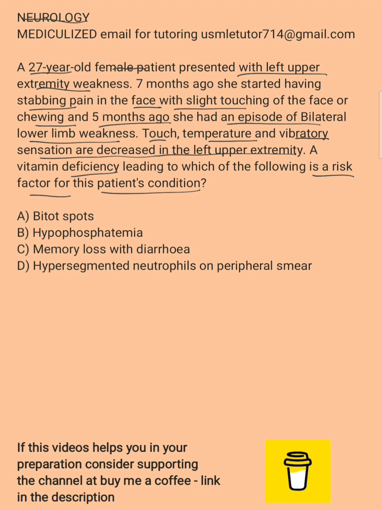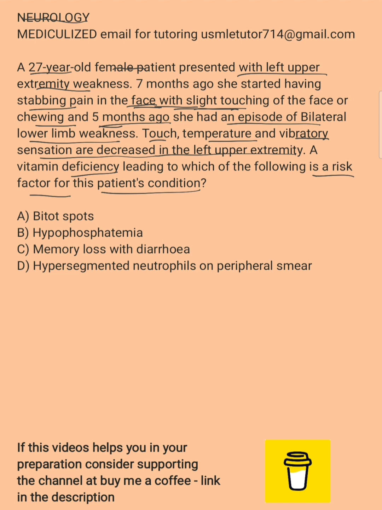So 7 months ago, she had trigeminal neuralgia. Remember, here you're getting slight touching of the face, and there is this stabbing pain. And also 5 months ago, she had bilateral lower extremity weakness, which is a completely different area from the one the patient is presenting with right now, which is the left upper extremity area of the brain. So this is definitely multiple sclerosis. Because the lesion is disseminated in time and space, and that's all you need for diagnosis clinically. But then obviously the mainstay for diagnosis is to go on and get an MRI to confirm it.